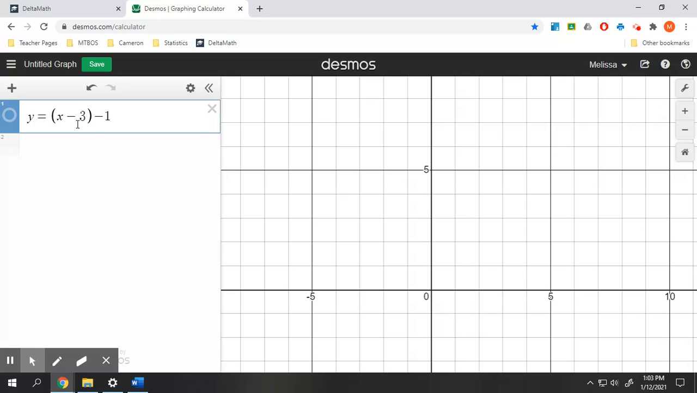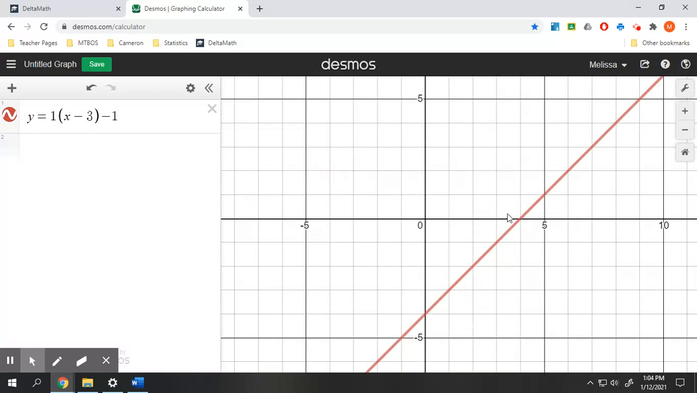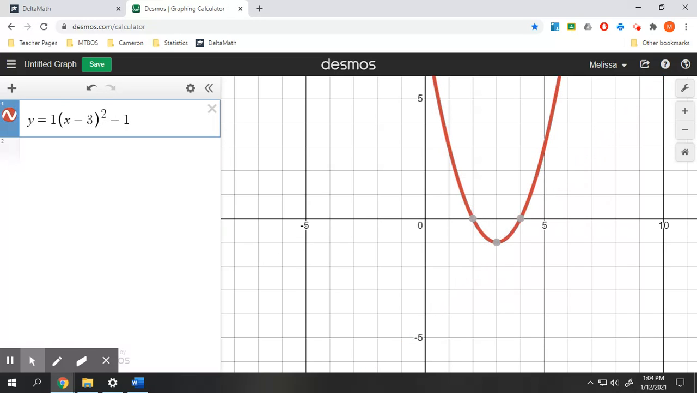Well, going back to our Algebra 1 days, we know that this is right 3, down 1, and outside we have a slope of 1. And this is a line. So right 3, down 1 would be this point right here. And then our slope is 1, so we know we're going up 1 over 1, up 1 over 1. So really no surprise there, nothing different than Algebra 1. Now we are going to go ahead and square this and see how this changes.